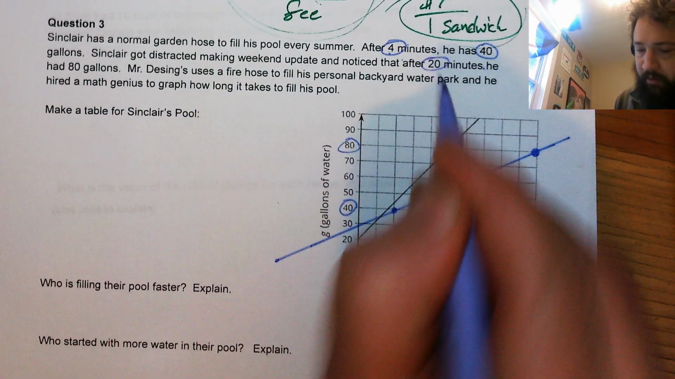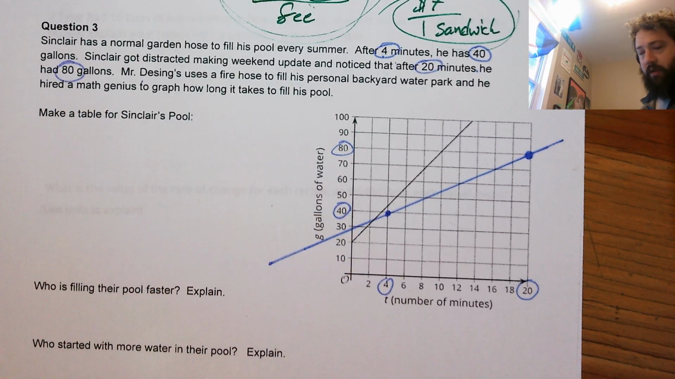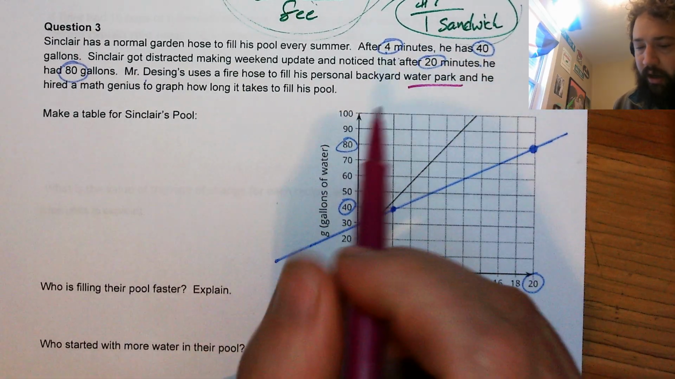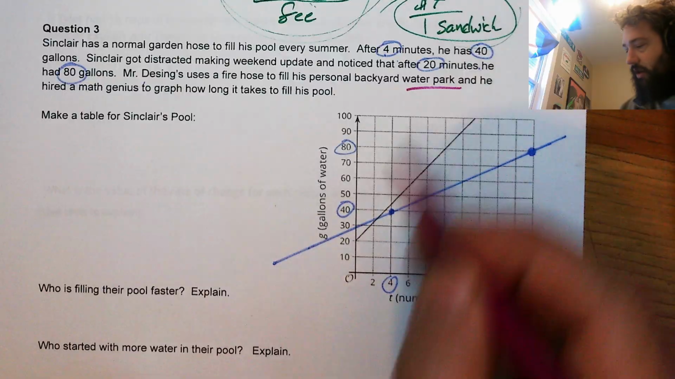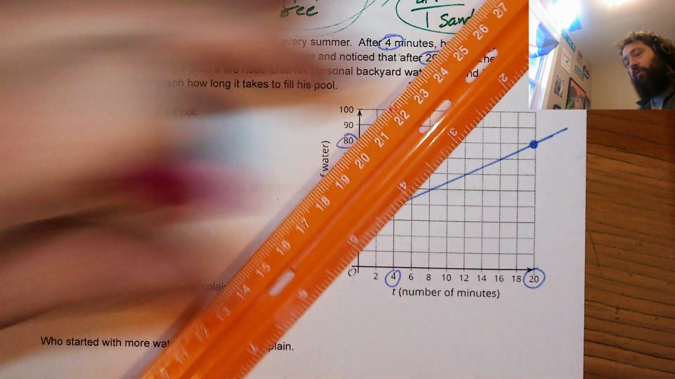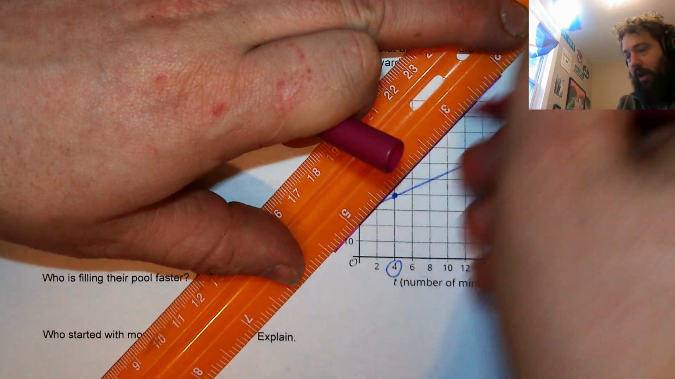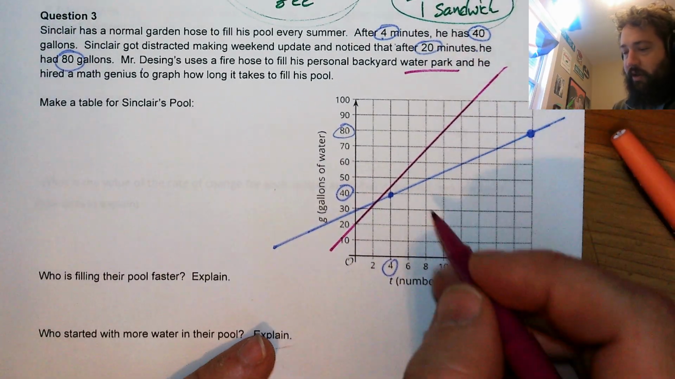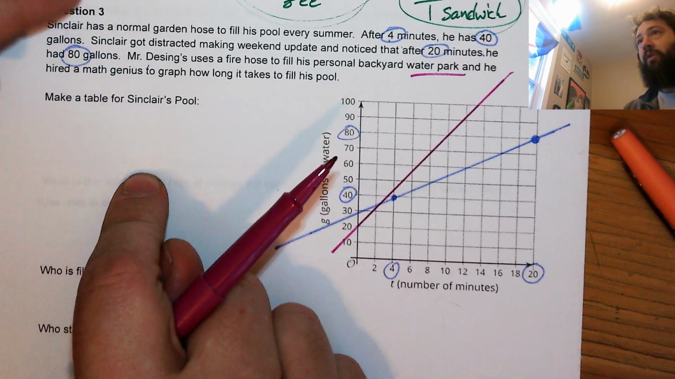So let's see, 20 minutes goes to 40 gallons. Mr. Deasing uses a fire hose, my lord, to fill his personal backyard water park. What the? Some people are lucky. And he hired a math genius to graph how long it takes. And so this must be the graph of Deasing's pool right here. So we have a slope like this. So his pool seems to be filling much faster than my pool because of how steep his line is.